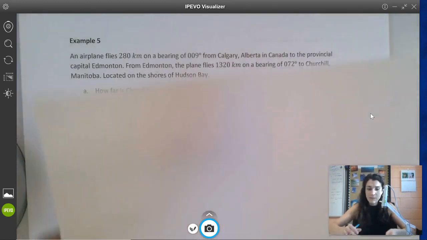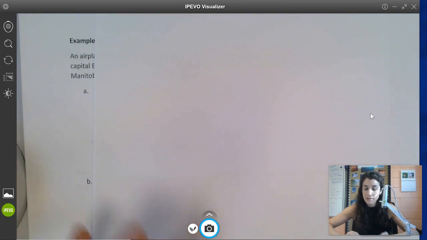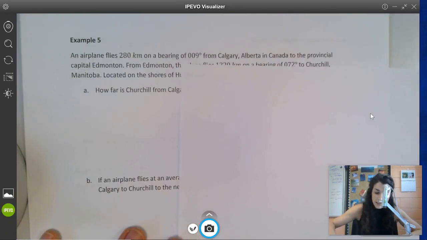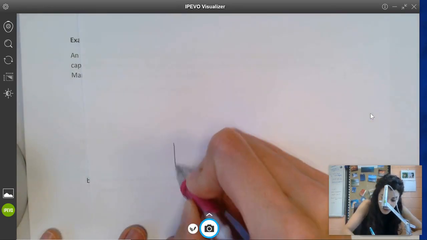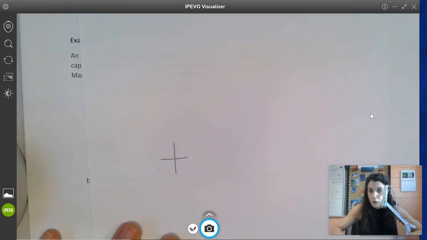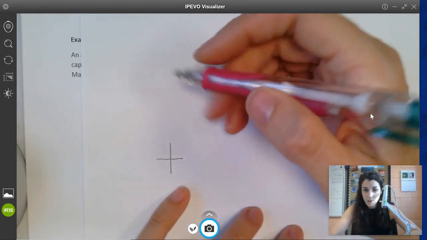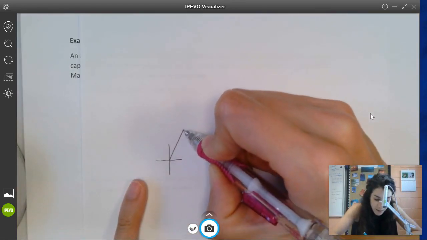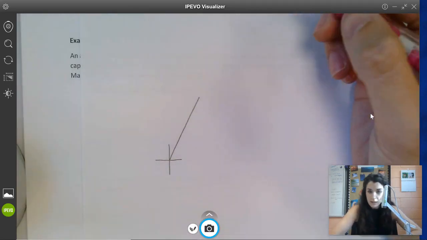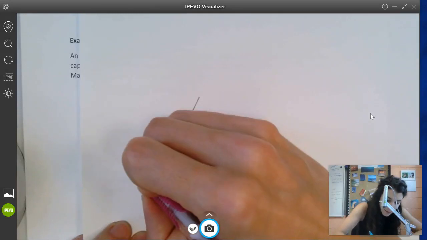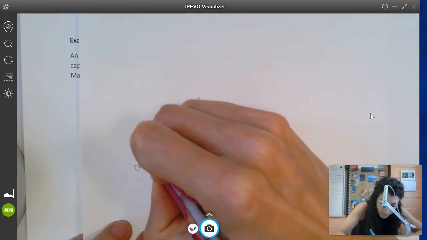I'm going to draw it on a separate piece of paper because I think sometimes with bearing problems, it's nice to just have space. So we start at Calgary from a bearing of 9 degrees. So I'm going to start here with my little north, south, east, west. 9 degrees is a really small bearing, so I'm going to exaggerate it a little bit just so it's easier for me to see. And again, that starts from Calgary. So I'll label that as Calgary.